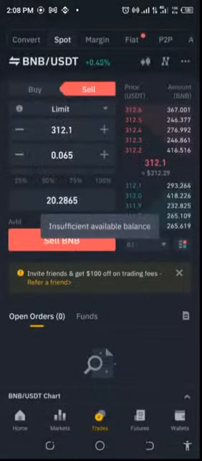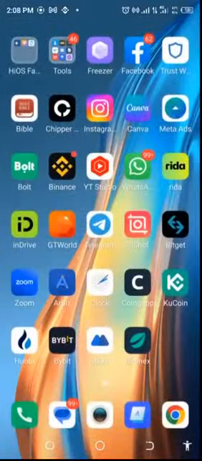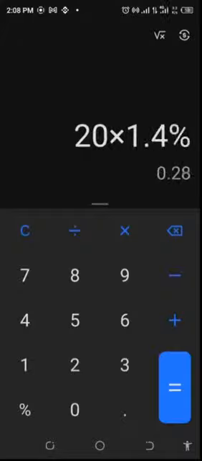So we have 20.28. So that's like about 1.4%. Is that 1.4%? Something in that range. Let me be sure. Yeah, that's 1.4%. I was thinking of going, let me do it with my calculator just to be on the safe side. So that's 20 times 1.4%. Okay, yeah. So let's go ahead and try this out.